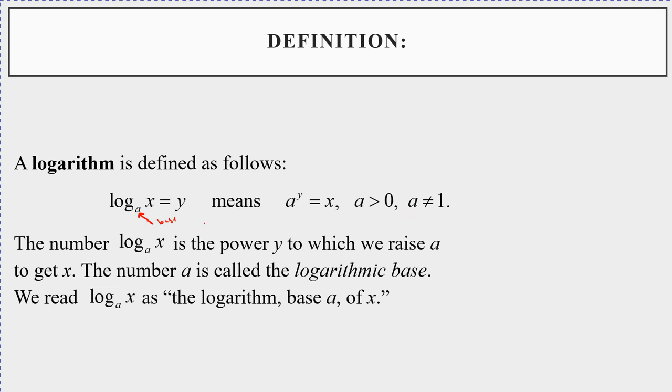If it helps to see it, this is the exponential expression. The log gives us the exponent. The base of the exponential expression is the base of the log. So the number log base a of x is the power y to which we raise a to get x. The number a is called the logarithmic base, and we read this as the logarithm base a of x. I'm going to go through this pretty quickly. Obviously this should be a review for many of you, hopefully all of you.